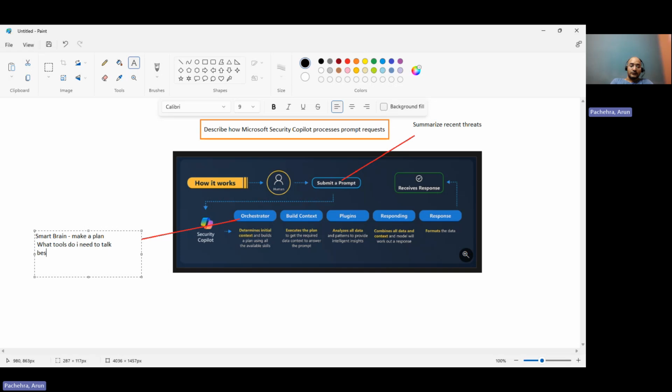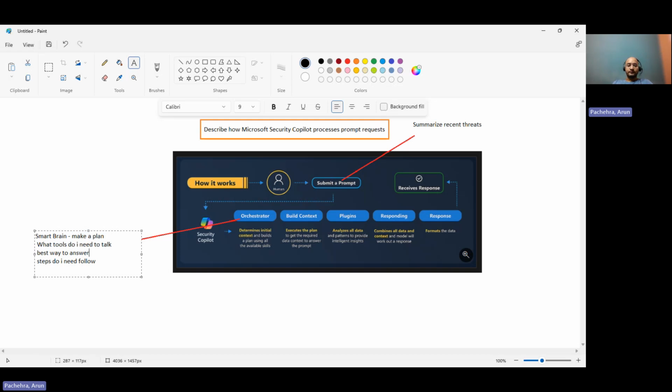The best way to answer, and the steps I need to follow. I mean to say here the plan will be decided. The orchestrator will make the plan. It determines the initial context and builds a plan using all the available skills, right? This will think and say what we need to do.